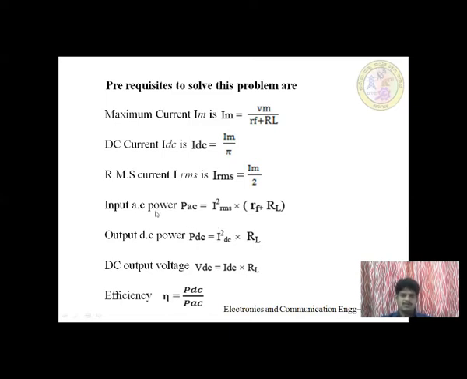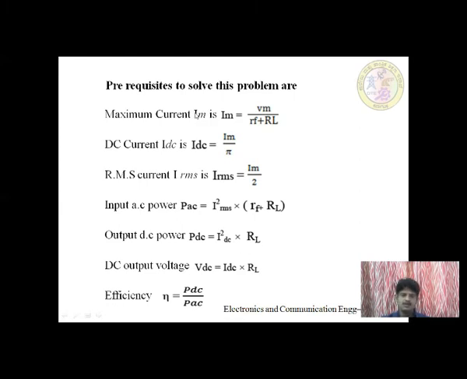Here we are calculating the AC power, so we have taken the RMS value of the current. Here we are calculating the DC power, so it is taken as the DC value of the current. Next, DC output voltage, VDC equal to IDC into RL. Then efficiency is equal to output power by input power. Output power is PDC, the DC power. Input power is PAC, the AC power.